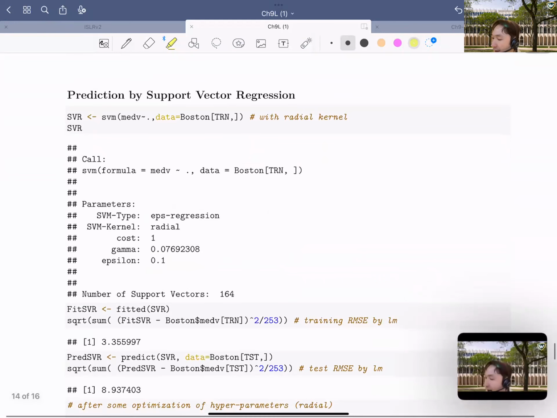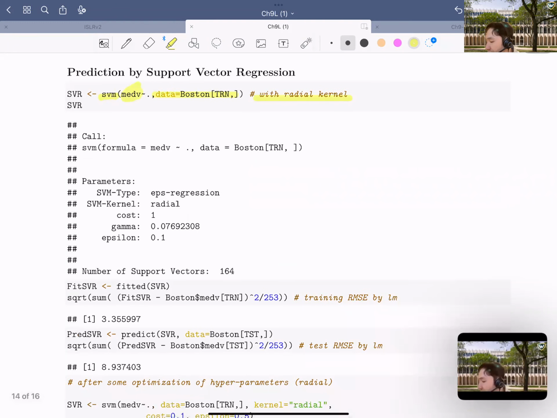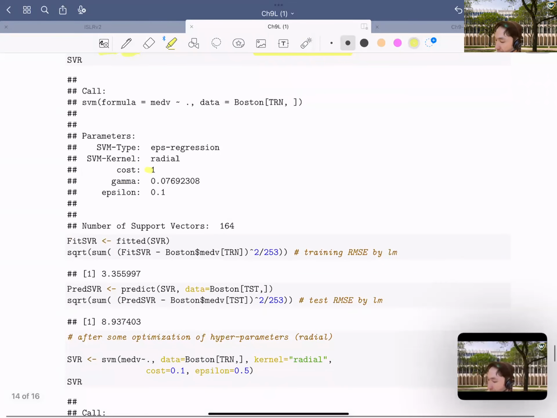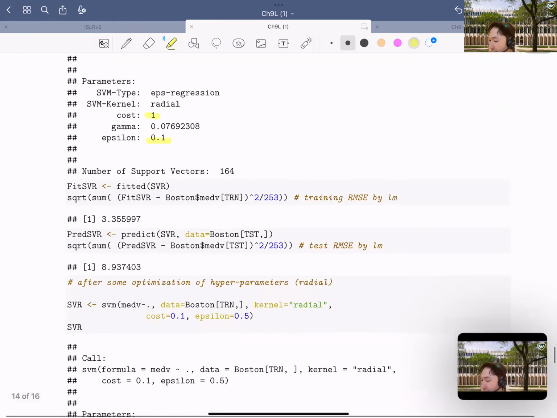And now we try the support vector regression. Support vector regression can be done just by the SVM function again. Basically, the algorithm automatically adjusts if the response variable is continuous scale, I mean numeric scale variable. So we use the training set. The default for the support vector machine function is the radial kernel, with some default value of cost and epsilon.